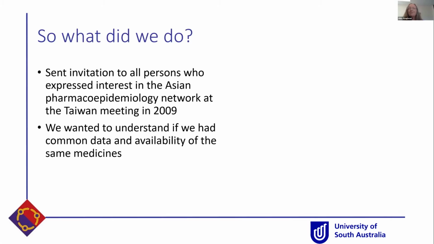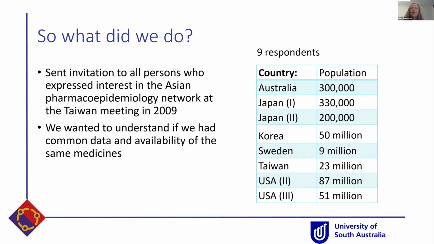So what did we do? I sent an invitation to all the people who were at that meeting, and we wanted to first understand if we had common data and the availability of the same medicines, so stumbling blocks all the way along. We got 9 responses, and Asia became a very varied place because Sweden responded and America responded. But what was really nice for us is we were sitting here in Australia with a data set of 300,000 people. Korea came back with 50 million, Sweden came back with 9 million, Taiwan came back with 23 million, and the US came back with more than 150 million.